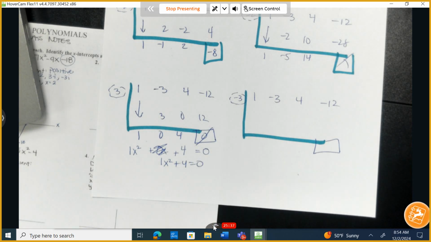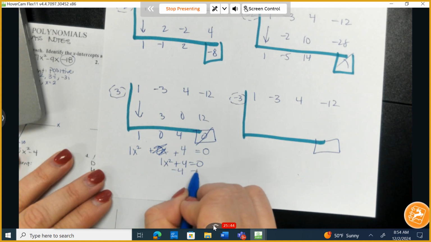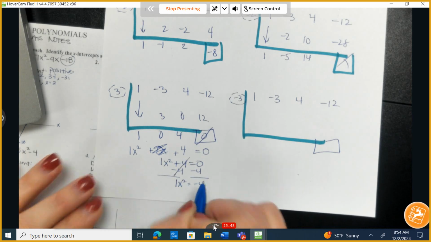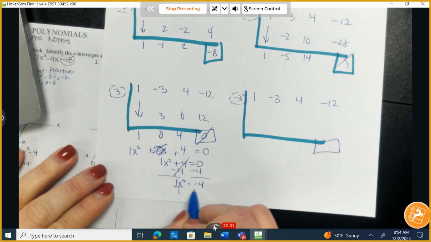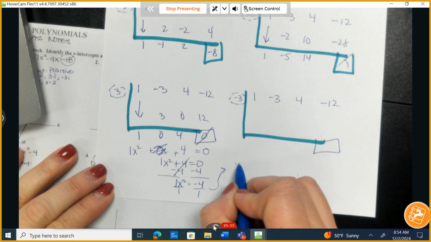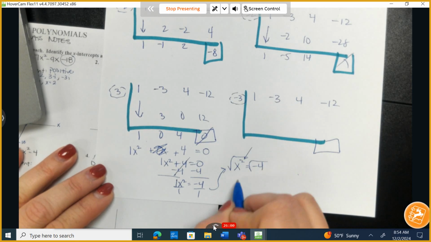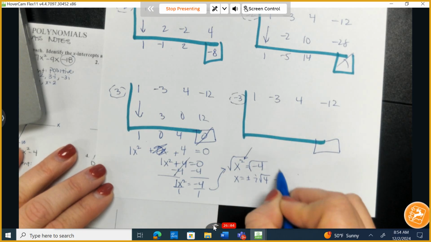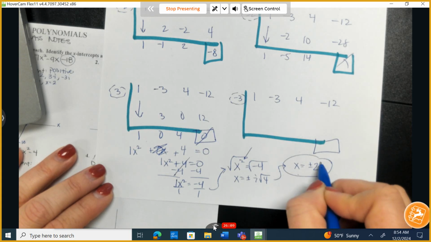You and your partner have 30 seconds to solve that right now. You're picking up a pencil or pen and solving right now. Begin. Make sure you are talking to your partner. This should not be individualized. Two solutions here, so plus or minus. I can't take the square root of a negative. And the square root of 4 is going to be 2i.